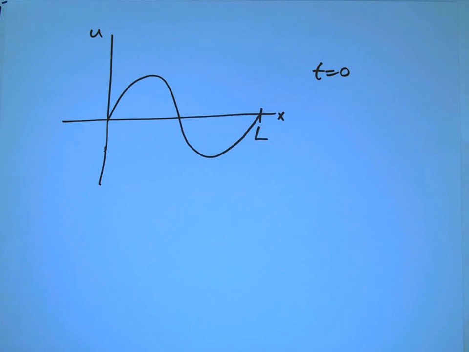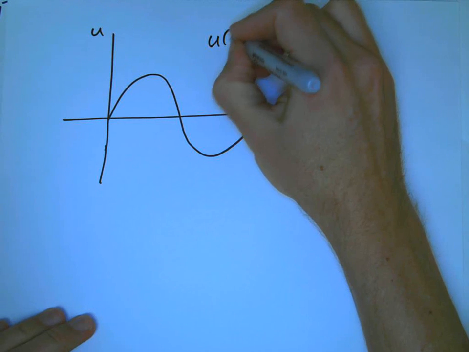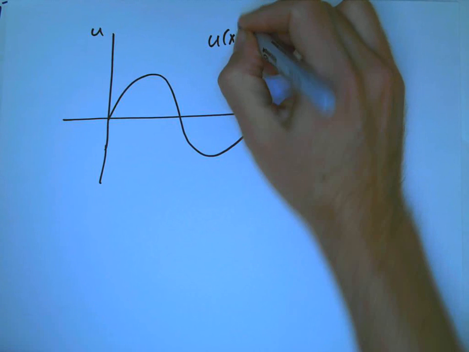Here's a brief introduction to the wave equation. The situation here is that we've got a function u of x,t, as we did in the heat equation, but now it means something different.